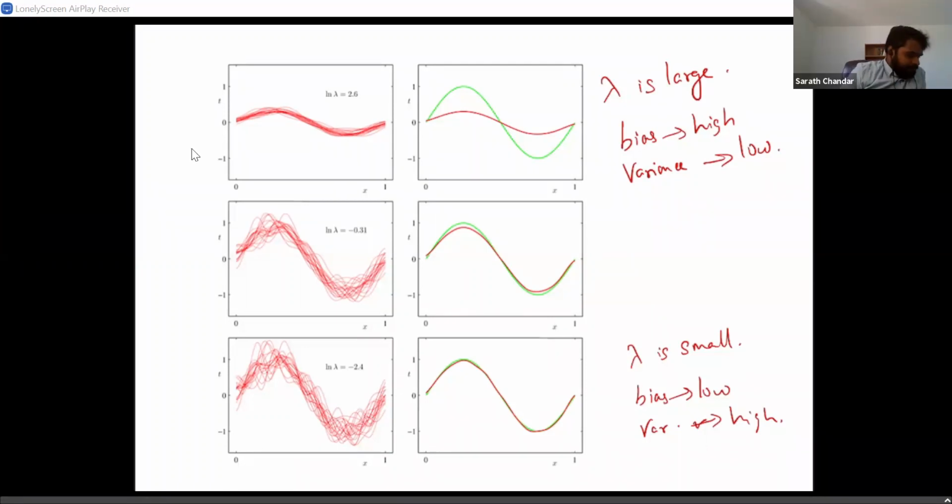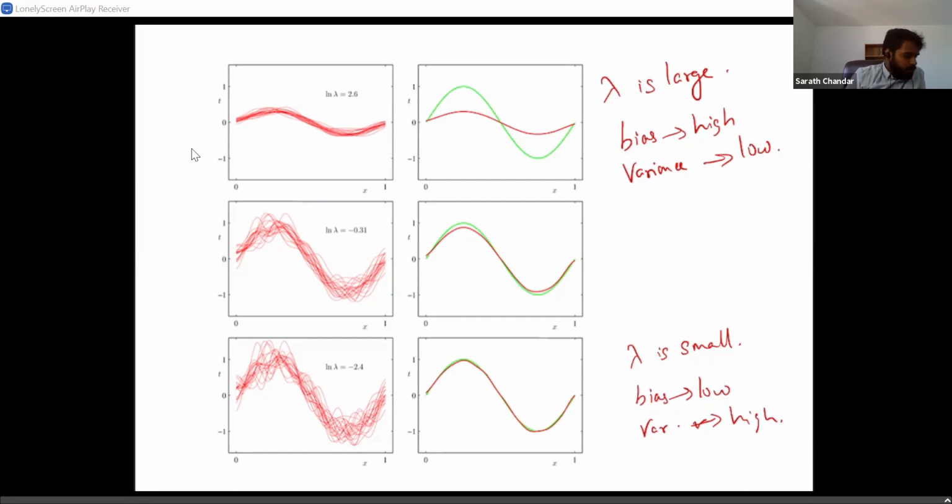Okay, sorry for that. In the middle, you have a solution which is in between both the bias and the variance, between large lambda and small lambda. The average function looks almost the same as the true function.